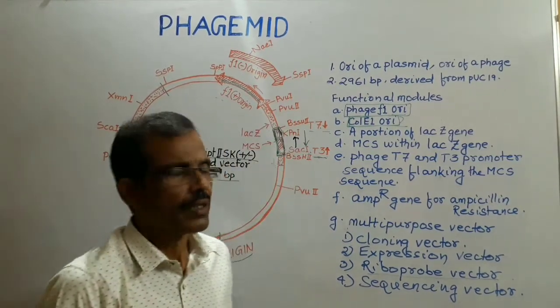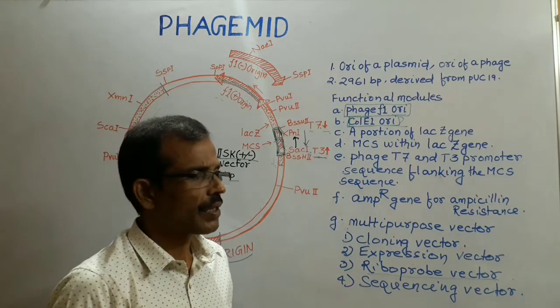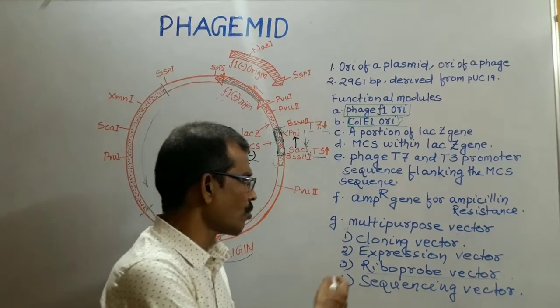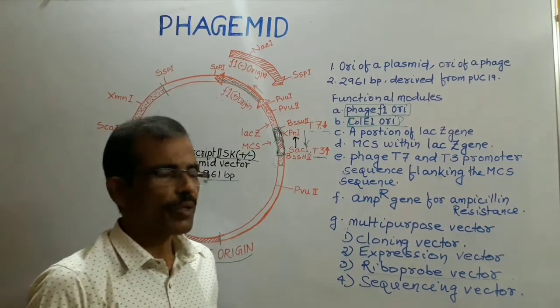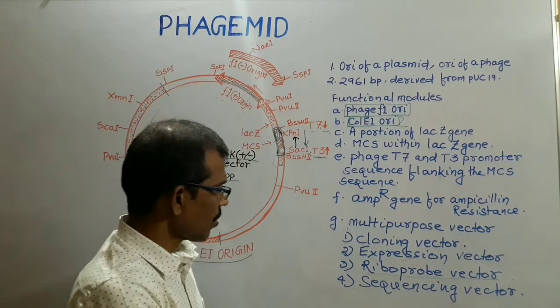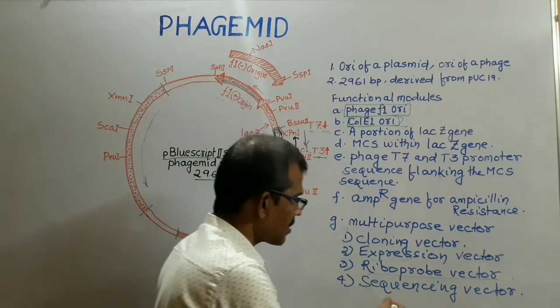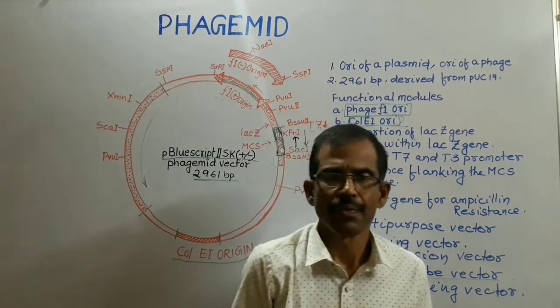So friends, this Phagemid is a multi-purpose vector. That means it can be used for cloning. It is also used as an expression vector. It is also used as a riboprobe vector and also as a sequencing vector.